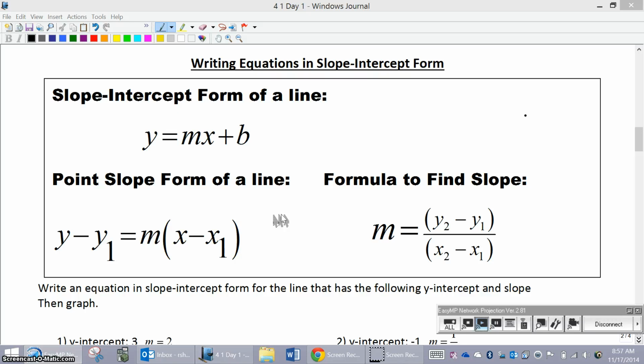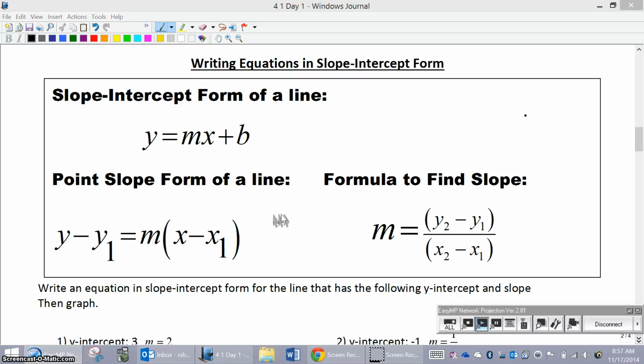Today, we're going to give you a different set of characteristics of a line, and we're going to ask you to write a different form of the equation of the line. The new form we're going to talk about is slope-intercept form. I believe you guys have seen this in previous years, like in 8th grade, graphing from slope-intercept form.